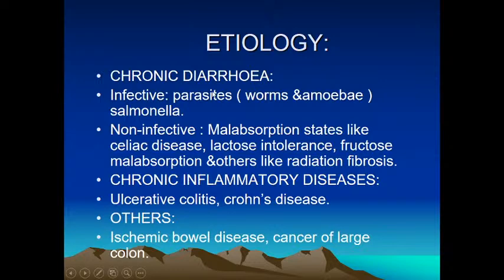In chronic diarrhea, the infective organisms are generally parasites, worms, Salmonella, and non-infective malabsorption states like celiac disease, lactose intolerance, fructose malabsorption, or radiation fibrosis. Chronic inflammatory diseases also should be considered like ulcerative colitis and Crohn's disease, and others like ischemic bowel disease or cancer of the large colon, and nowadays IBS, irritable bowel syndrome.